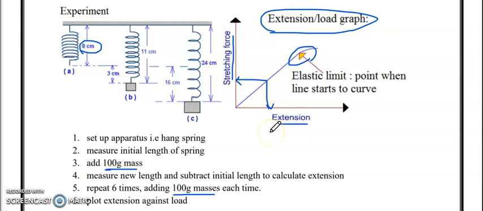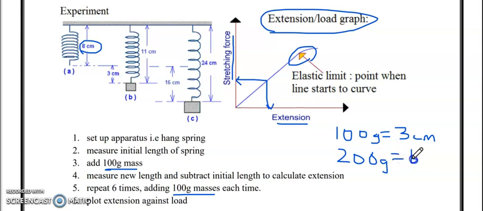So what is direct proportionality? Direct proportionality simply means that if 100 grams causes an extension of, let's say, 3 centimeters, then 200 grams should cause an extension of 6 centimeters. So basically, that is direct proportionality, and direct proportionality exists before the elastic limit. Right. So basically, that's the way in which we can determine an extension load graph experimentally.